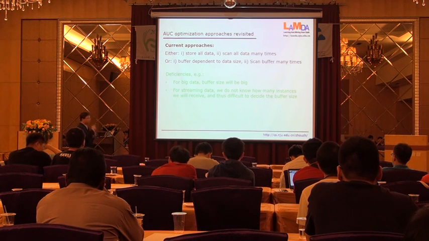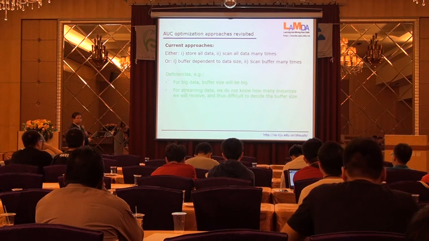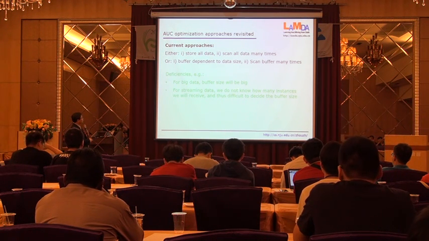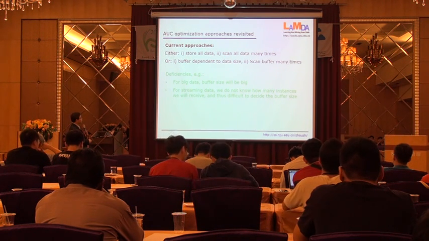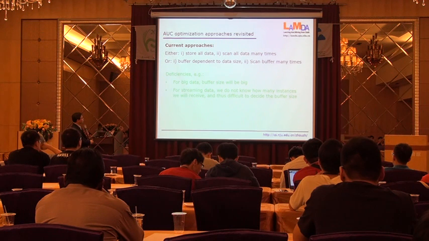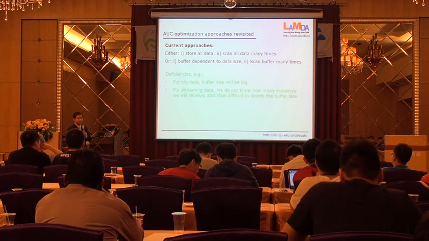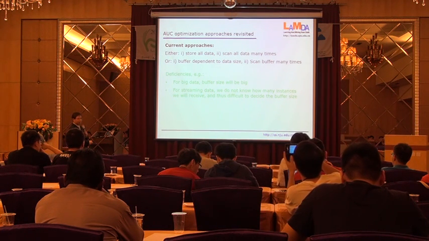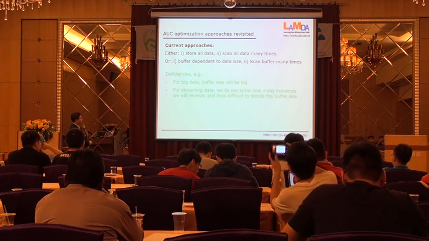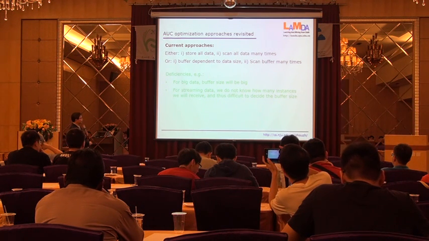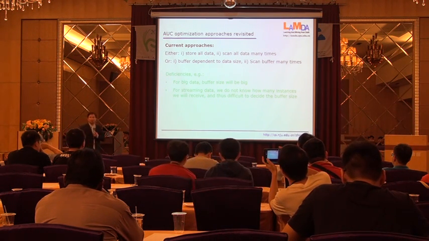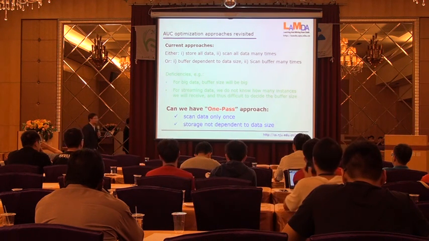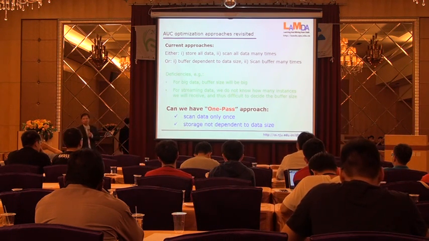So let me go back and revisit all the approaches before. The current approach for optimizing AUC is either to store all data and scan all data many times, or use a buffer. The buffer depends on data size, and you still need to scan the buffer many times. So this is not what we want, because for bigger data, the buffer size will still be big. And for streaming data, we do not even know how many instances we will receive, and it is difficult to decide the buffer size. So what we really want is what we call a one-pass approach.